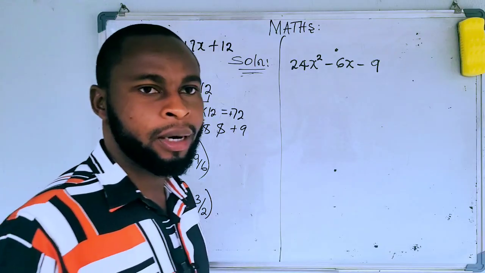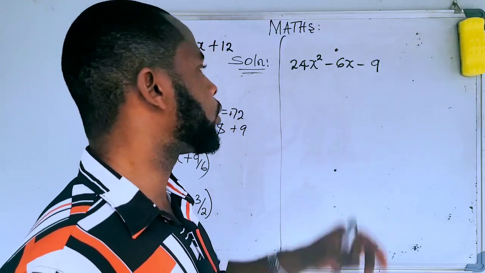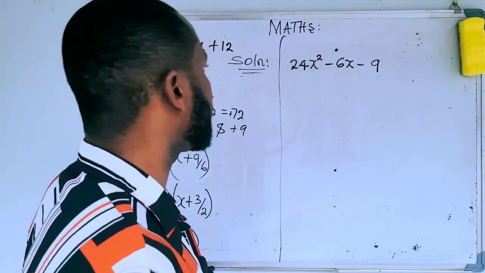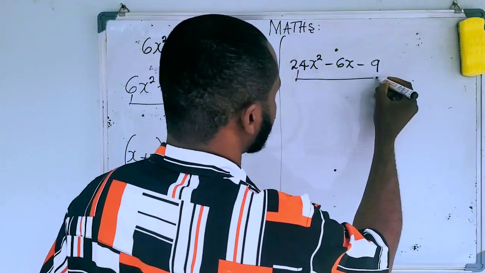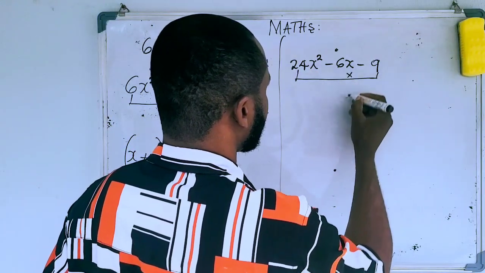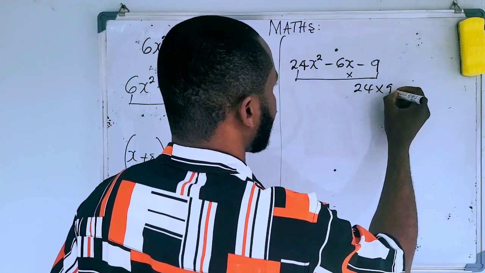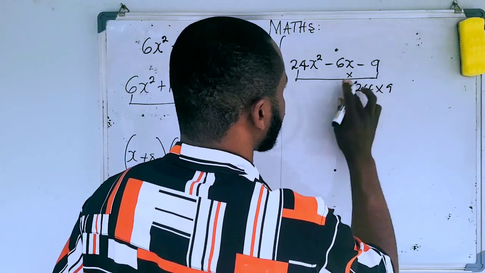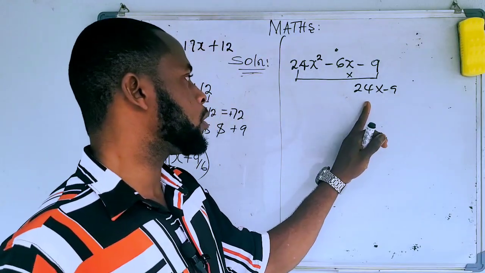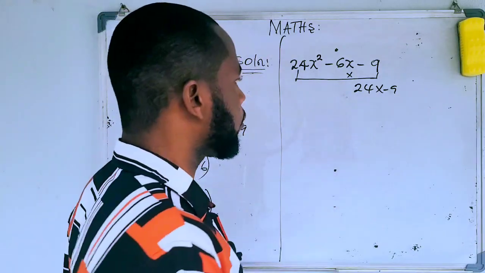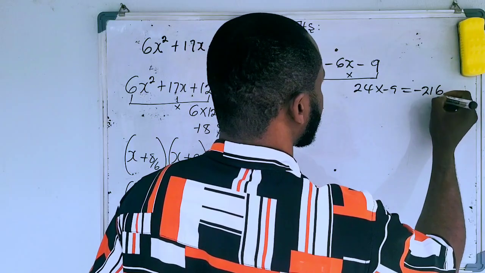Now let's consider example 2. You still consider the same approach here. Here we have 24, multiply this 24 by the constant here, which is 9. Then we have 24 multiplied by minus 9. This will give you minus 216.